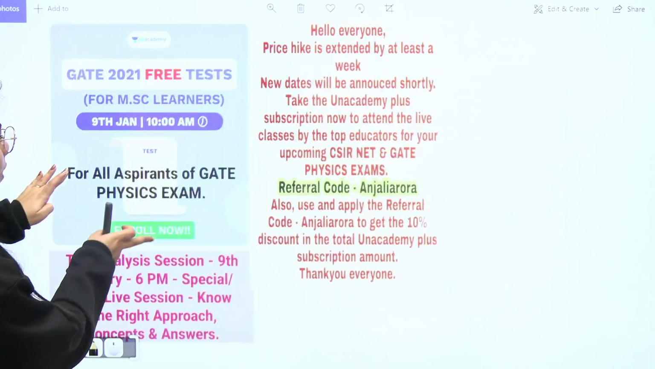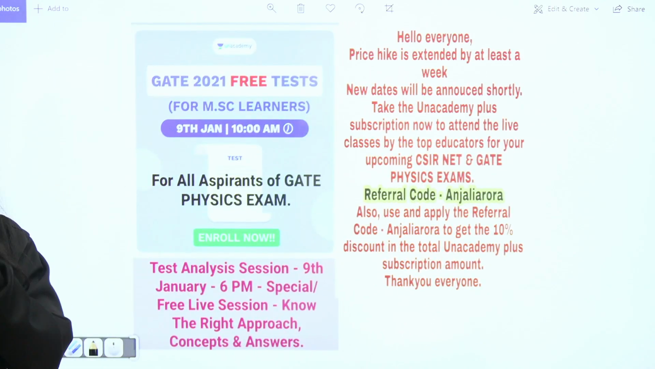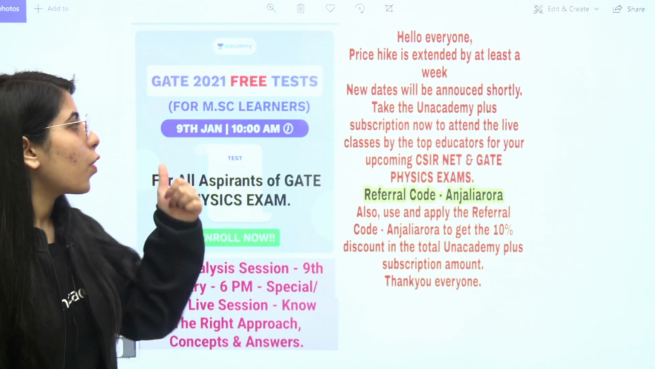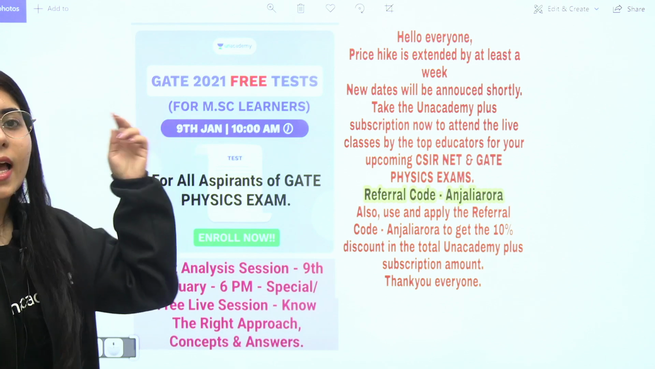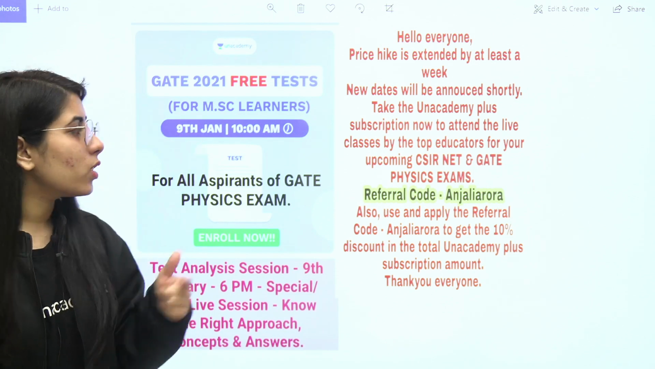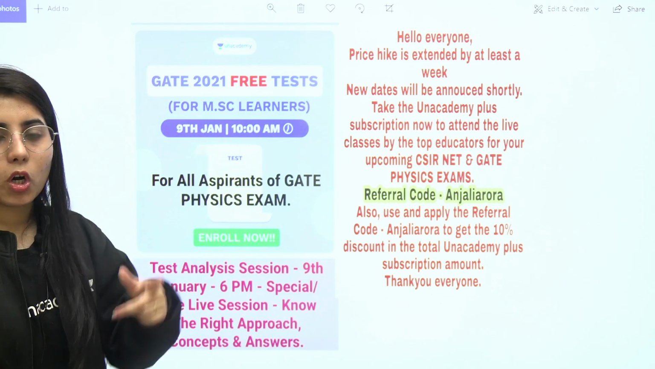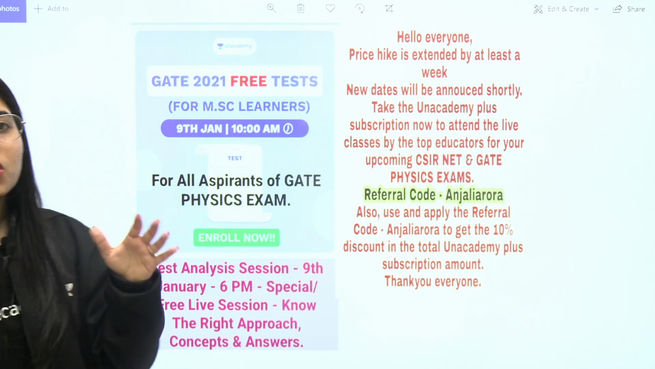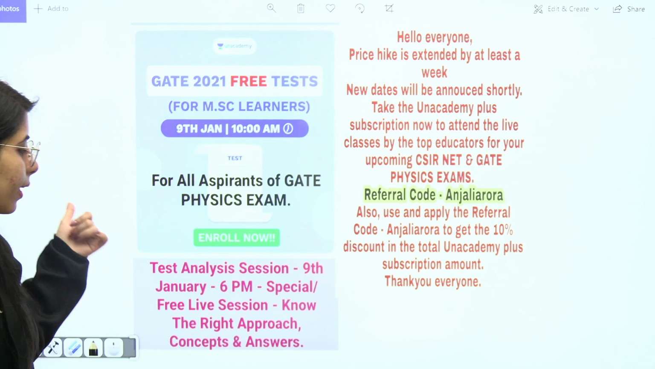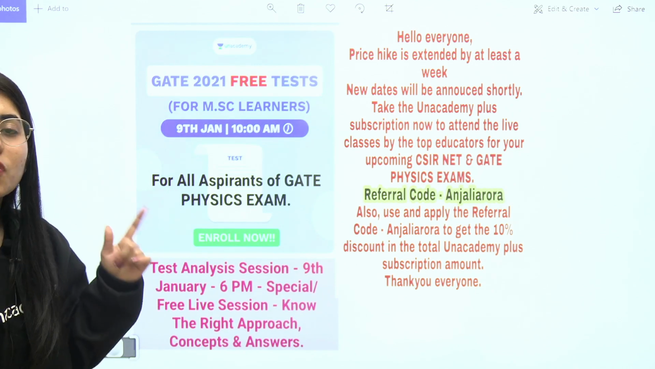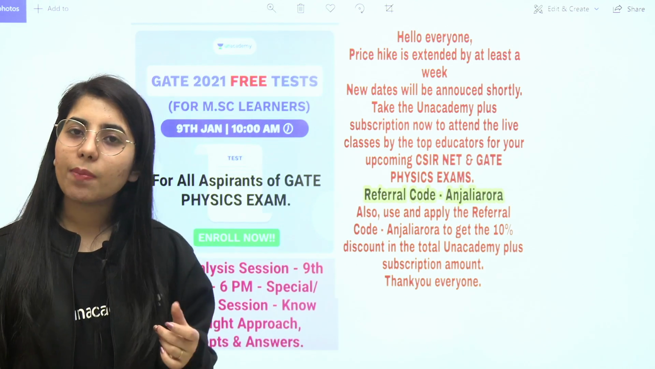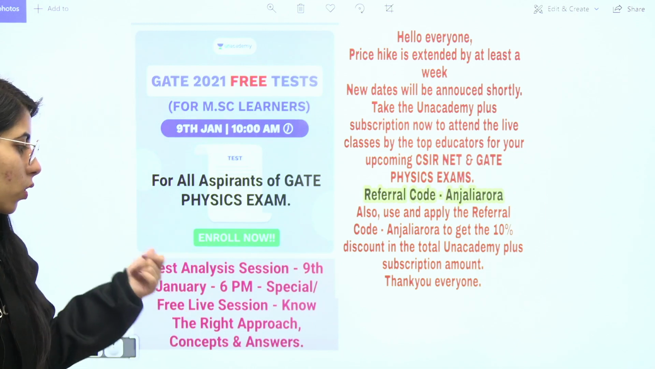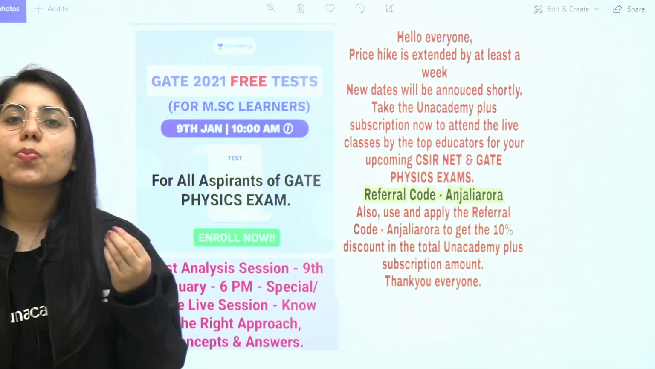The GATE exam mock tests, which are free mock tests, will start from 9th January, and the first mock test will start at 10 o'clock in the morning on 9th January. This is for all the streams we are going to have. One more thing, on the same day we will have our analysis session as well. The timing of the session will be 6 o'clock in the evening.